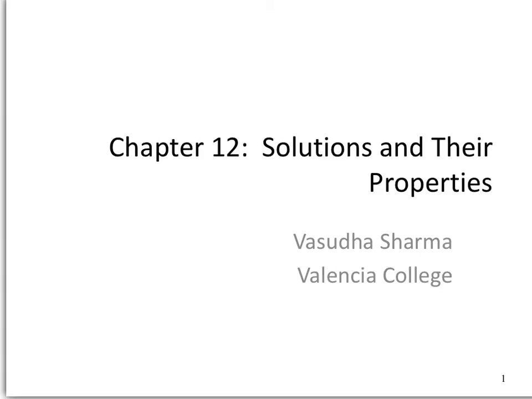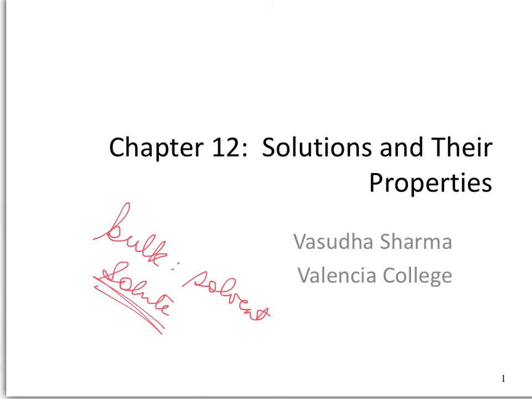The next chapter is on solutions and their properties. The one thing that you should think about when you're studying solutions is that a solution is nothing but a homogeneous mixture of a solute and a solvent. So at all times we will be thinking about mixtures which contain at least two components, one which is the bulk quantity, which is called the solvent, and the other will be called the solute, and this will be the one that will be lesser in amount.